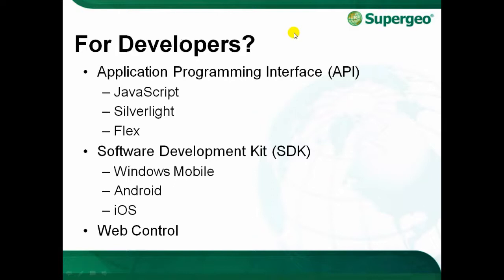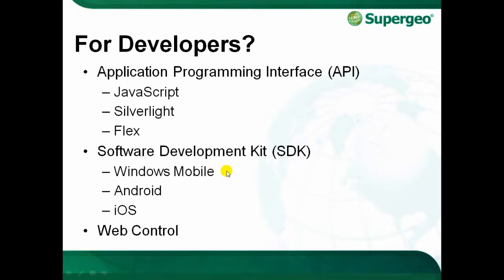So first of all, today I'm going to talk about the API part. We provide lots of functions for developers, like application programming interface API. We have three kinds of APIs: JavaScript, Silverlight and Flex. So we provide these three kinds of API for developers. And we also provide the SDK to allow users to modify their own apps.